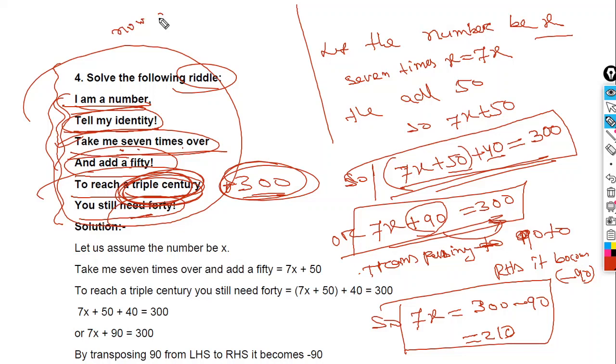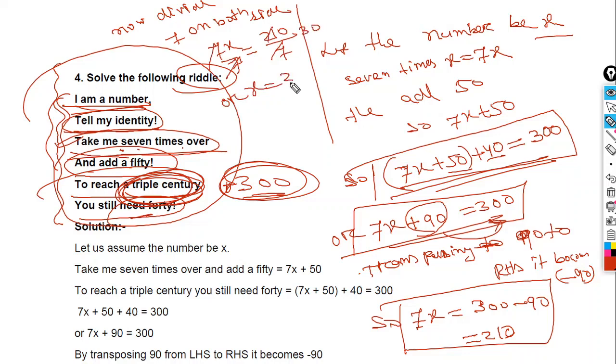Now divide by 7 on both sides. What will happen? 7x by 7 equals 210 by 7. 7 cancels, or x equals 30. So who am I? I am a number. Tell my identity. You find the identity. The identity is 30. So x equals 30. So here is your solution.